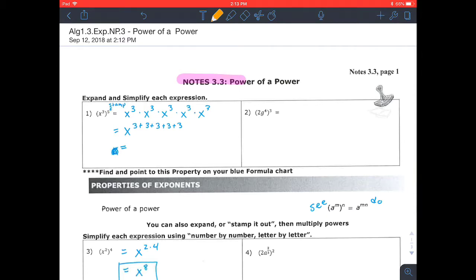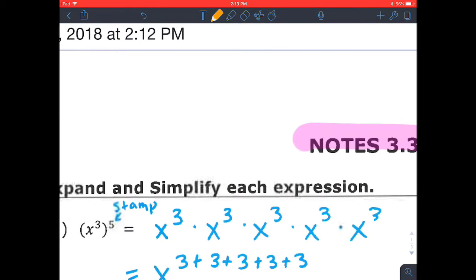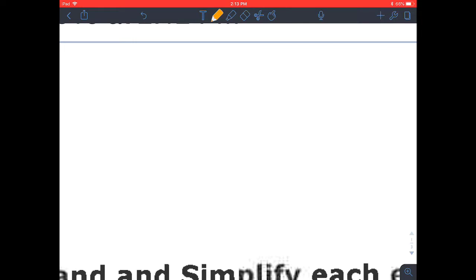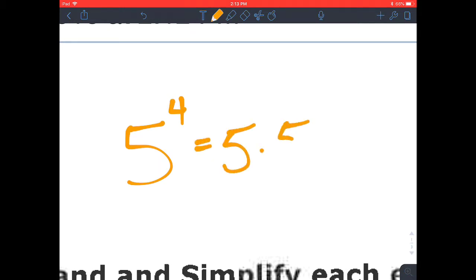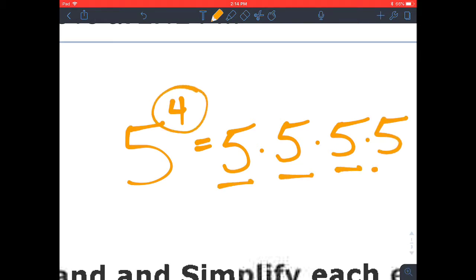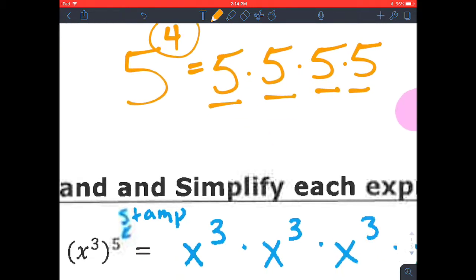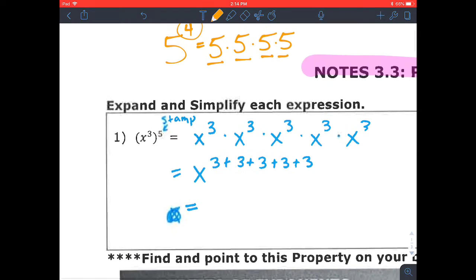If we remember in the very beginning with our notes, when we have any sort of exponent, say, 5 to the 4th power, that's the same thing as 5 multiplied 4 times. So that little 4 at the top says how many times to multiply it by. When we look at this first example, what they did was they stamped it out 5 times. So 1, 2, 3, 4, 5 with multiplying through it.